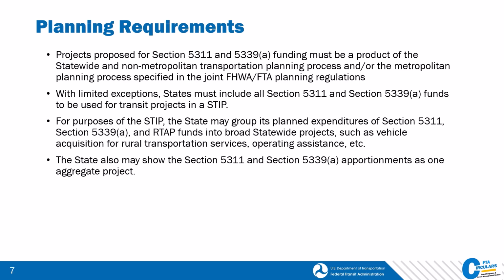With some limited exceptions, states must include all Section 5311 and Section 5339A funds to be used for transit projects in a STIP. For purposes of the STIP, the state may group its planned expenditures of Section 5311, 5339A, and RTAP funds into broad statewide projects, such as vehicle acquisition for rural transportation services, operating assistance, and the like. The state may also show that Section 5311, 5339A apportionments as one aggregate project.